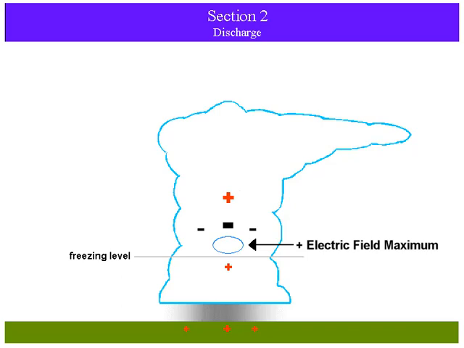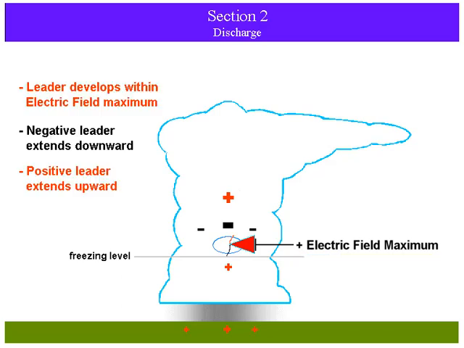Now, going through the discharge process step by step, remember that we have negative charge associated with graupel located here, and a smaller positive charge located below associated with the freezing level. Within these two charge regions, we develop an electric field maximum, and the highest magnitude of this electric field is located in between these positive and negative charged regions. This is important because this is where the discharge process actually begins.